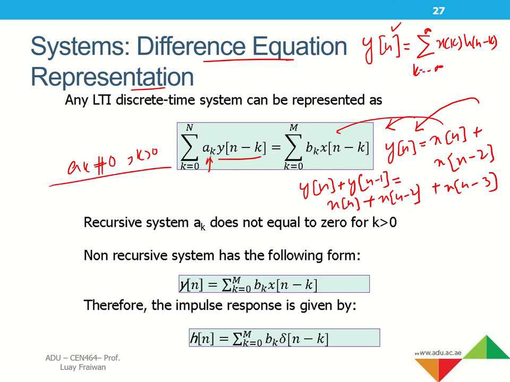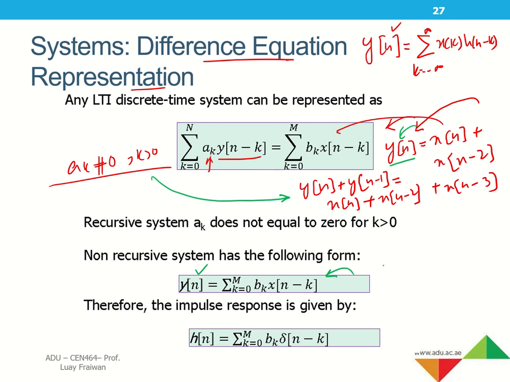Recursive means the system is feeding back on itself. For example, this example is a recursive system, and this example is a non-recursive system. In a non-recursive system you only have y of n, which is the summation of x of n only. So this is called a non-recursive system.